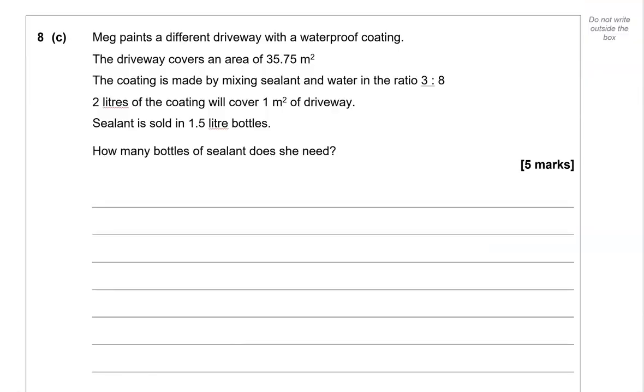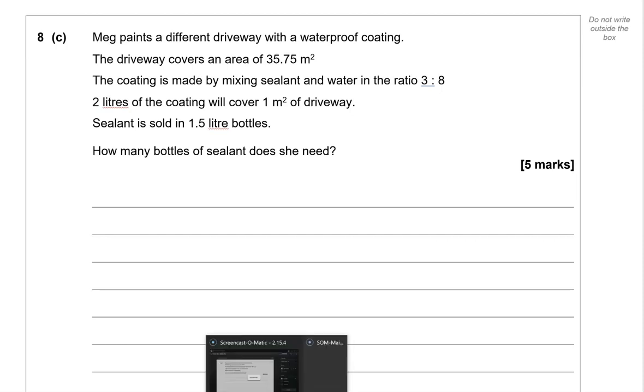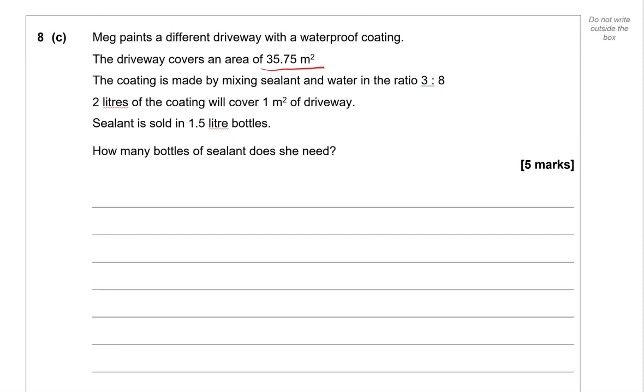Meg paints a different driveway with a waterproof coating. The driveway covers an area of 35.75 square meters. The coating is made by mixing sealant and water in the ratio 3:8. 2 liters of the coating will cover 1 square meter of driveway. Sealant is sold in 1.5 liter bottles. How many bottles of sealant does she need?